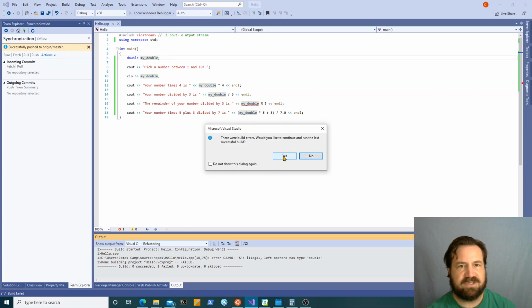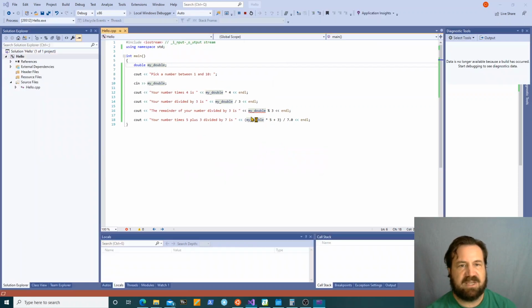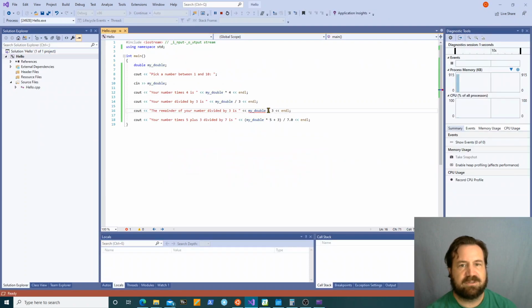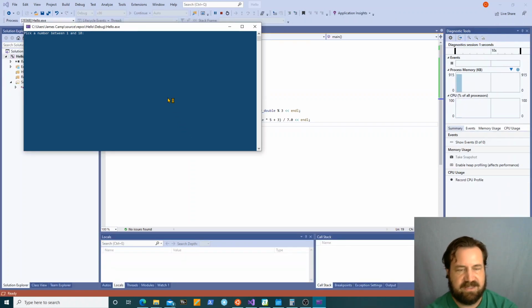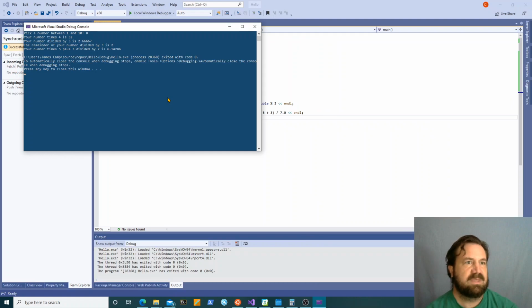There were build errors. That's because you cannot use the percent operator on a double. What we can do is cast it to an int. We can force it to be an integer, and that's an interesting result there. So I'm going to choose 8. And this time, my 8 divided by 3, because I made it a double, is 2.66667.